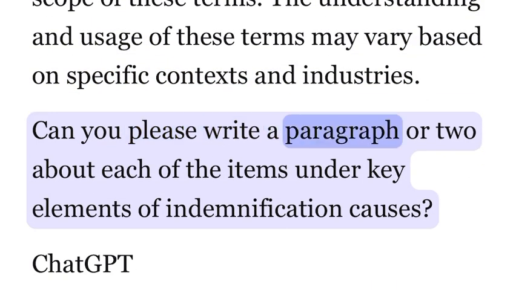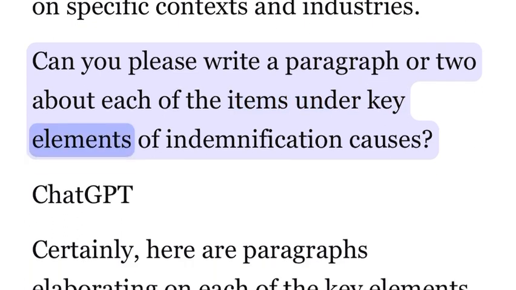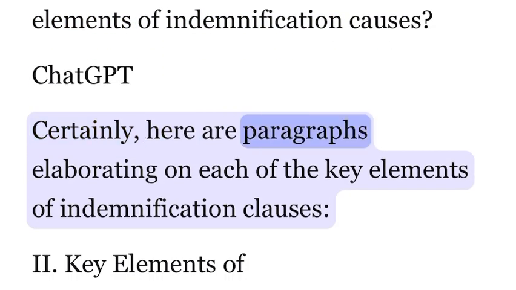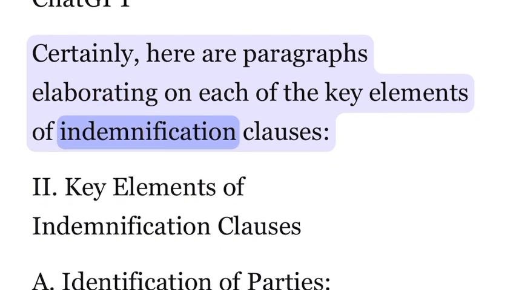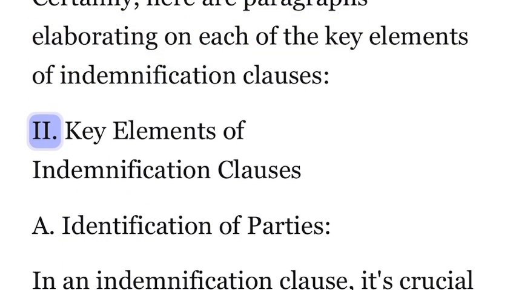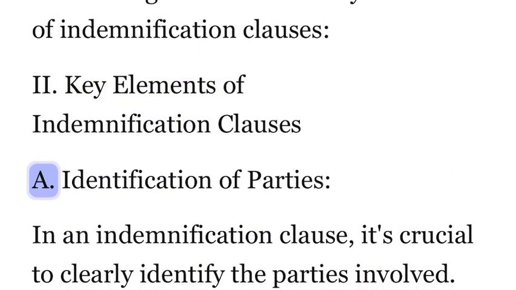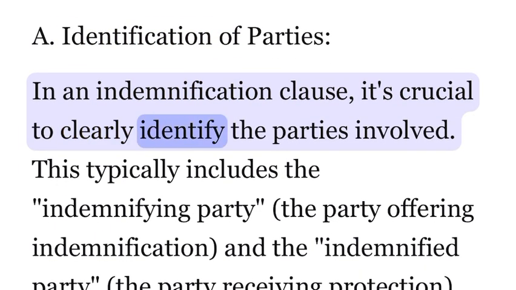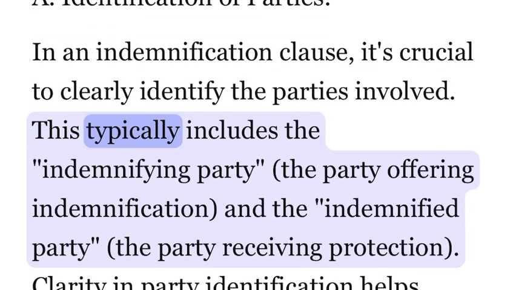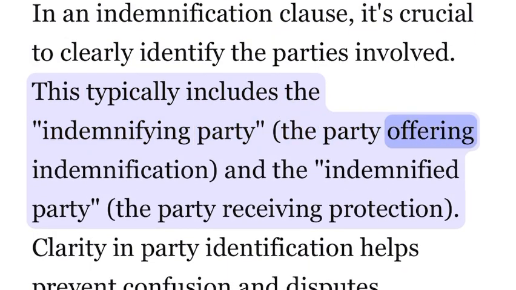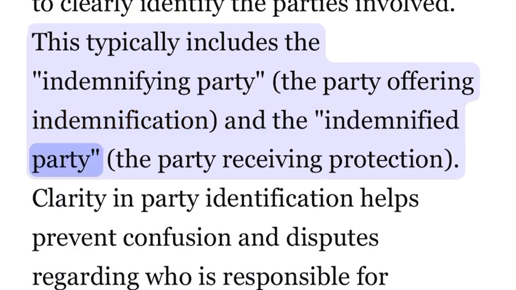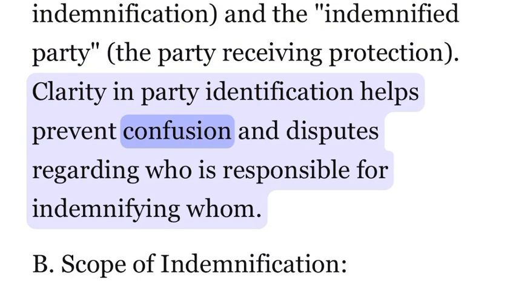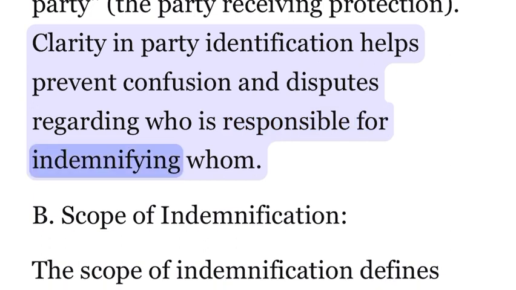Can you please write a paragraph or two about each of the items under key elements of indemnification clauses? ChatGPT: Certainly, here are paragraphs elaborating on each of the key elements of indemnification clauses. 2. Key elements of indemnification clauses. A. Identification of parties. In an indemnification clause, it's crucial to clearly identify the parties involved. This typically includes the indemnifying party, the party offering indemnification, and the indemnified party, the party receiving protection. Clarity in party identification helps prevent confusion and disputes regarding who is responsible for indemnifying whom.